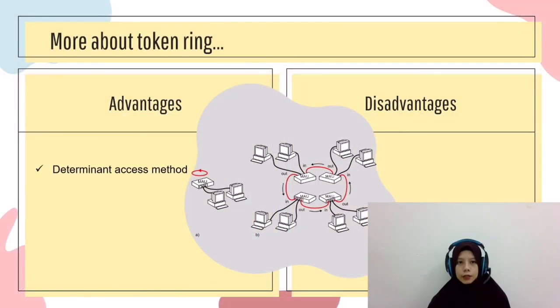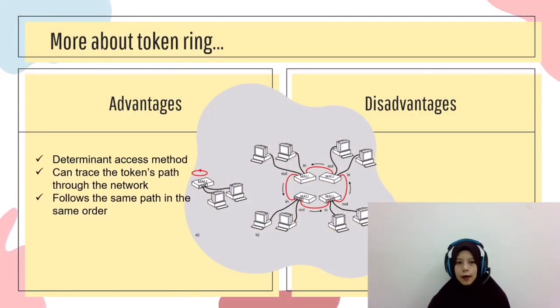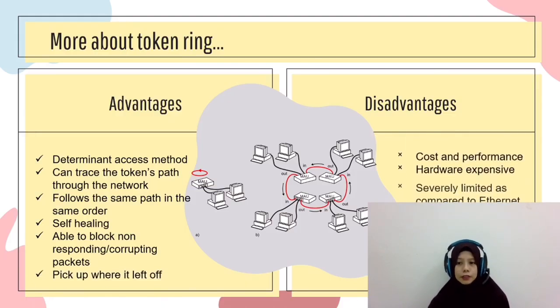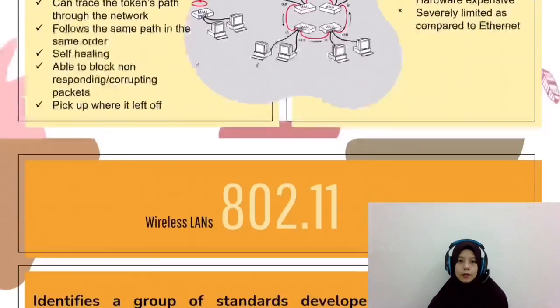So here is how the token ring looks like. The advantages of token ring are that it can trace the token's path through the network, as it always follows the same path in the same order, while the disadvantages are that the hardware is now expensive, and in terms of performance it is severely limited as compared to Ethernet.